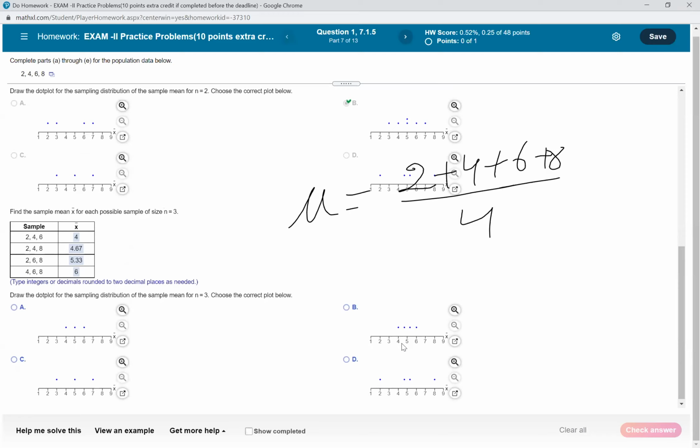So we have 4, 4.67. Yeah, at 4.67 we have one dot. At 5.33 we have one dot. At 6 we have one dot. So this one will be the correct answer.